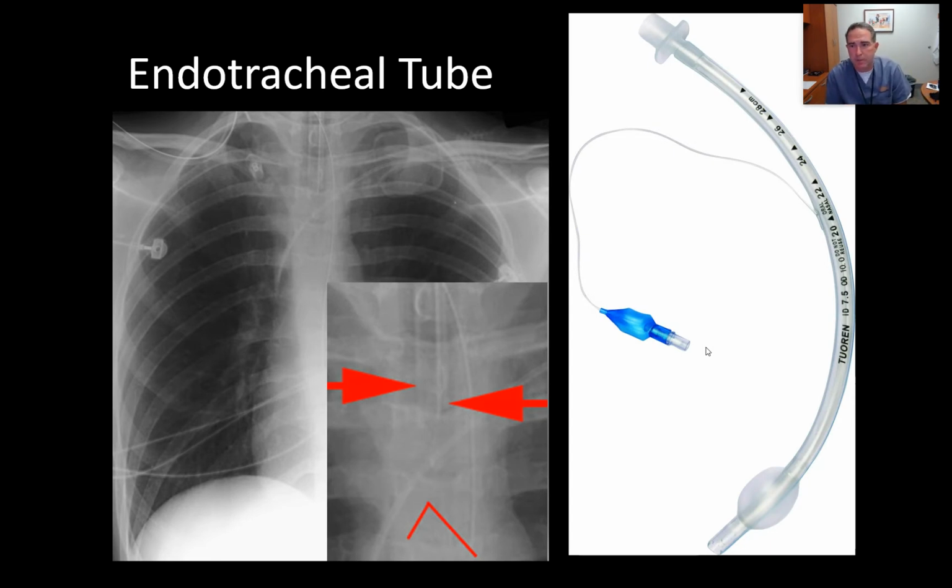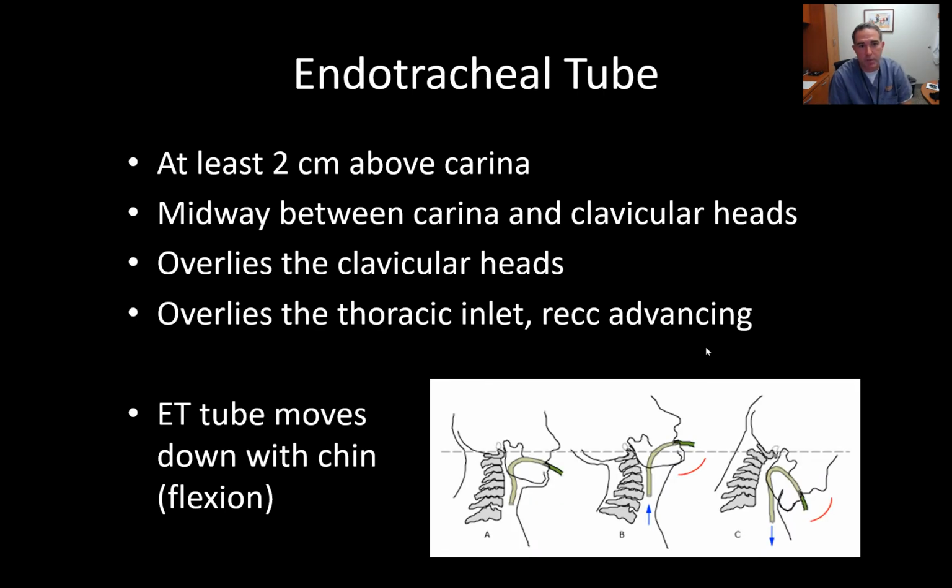This is a typical appearance of our ET tube. As far as where you want that to be, at least 2 centimeters above the carina. I use verbal clues. I don't always measure it, but I'll say something like at the level of the clavicular heads, or midway between the carina and the clavicular heads. For all lines and tubes, I use the word overlies instead of in, and that is because we can't always tell.